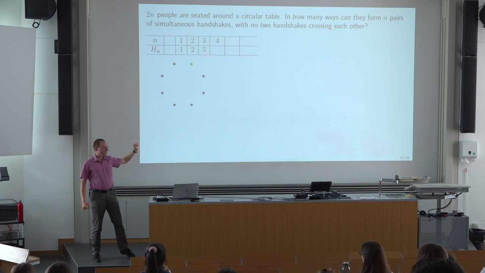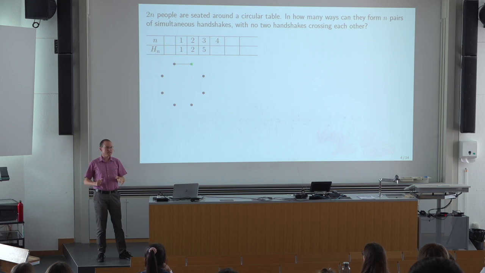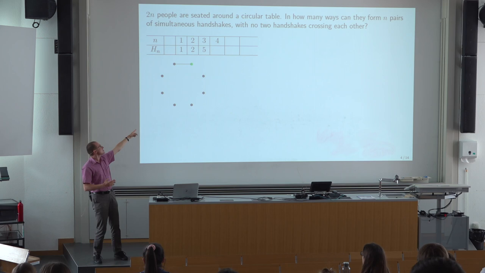This is one case. That person shakes hands with the person immediately to their right on the table. Well, how many ways are there to complete that picture? You have 6 more people. They have to form 3 more pairs of handshakes. They shouldn't cross each other, but there's no way that any of their handshakes crosses the already existing handshake. So how many ways are there to complete this configuration?